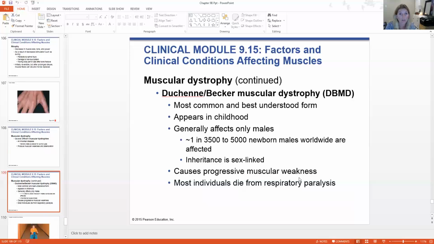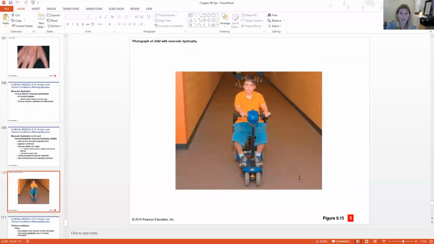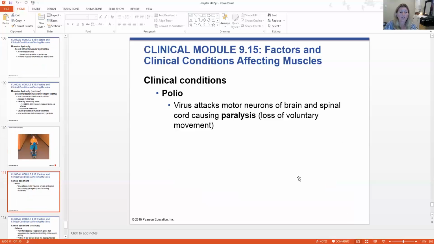It's very progressive. So the babies are born, they grow up a little bit, a few years later, they're walking, talking, moving just fine, and then all of a sudden you notice that they're having trouble walking, or they're stumbling, or they have reverted back to crawling. Most individuals that have Duchenne muscular dystrophy end up dying from respiratory issues because, again, the respiratory muscles can't contract as they need to. There's also polio.